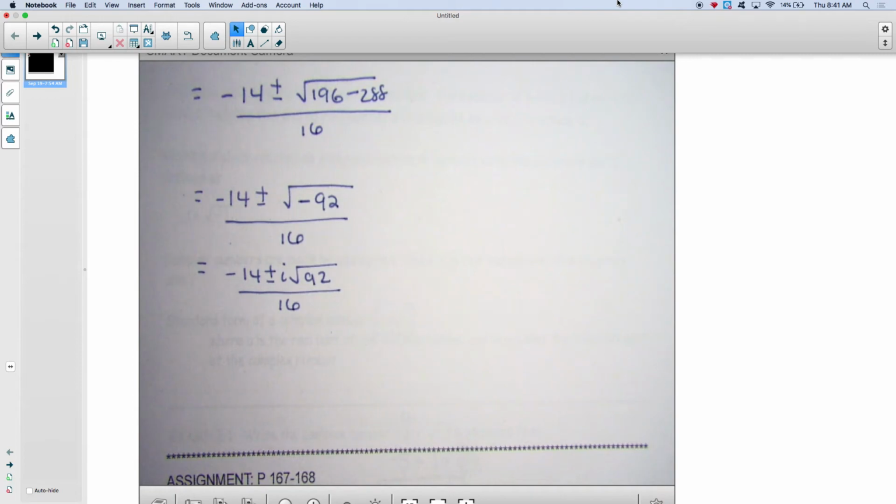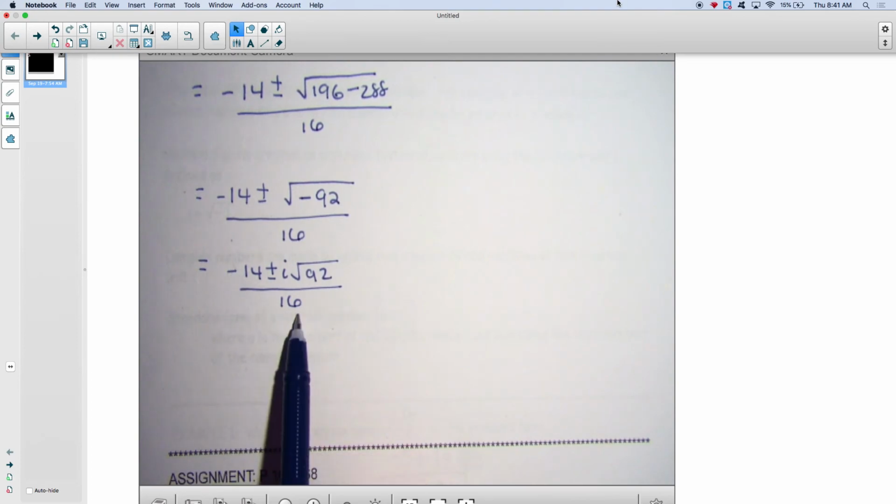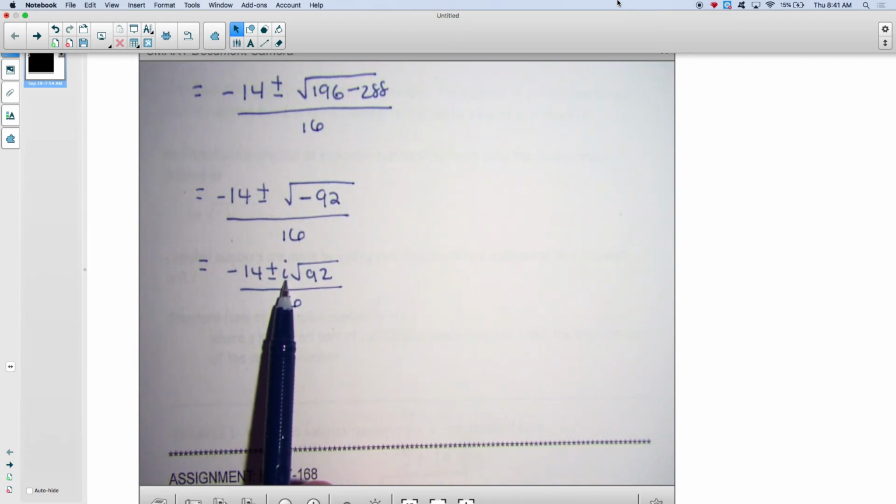Can we just simplify that 16 and that 14, or that 92? Can we divide those all by 2? Please tell me no. Thank you. The only time I can simplify is if all three of these, these two and what's outside the square root, are divisible by the same number. Some people will divide them. Some people will just simplify here. It has to be all three.